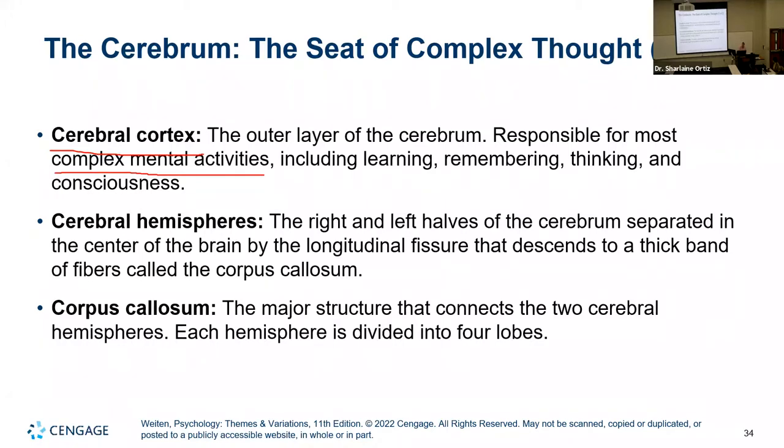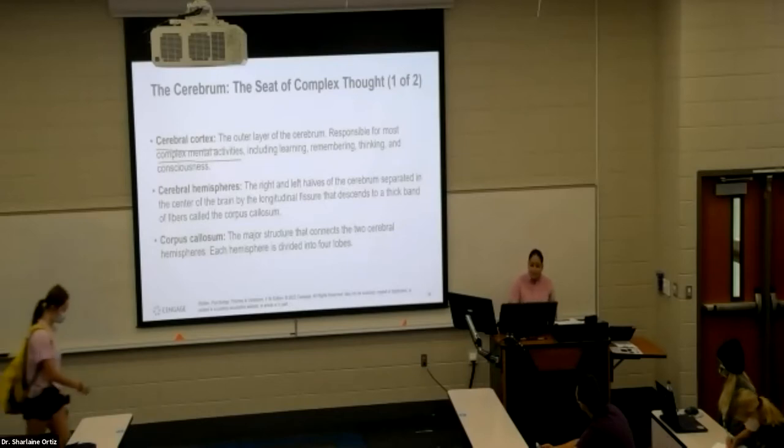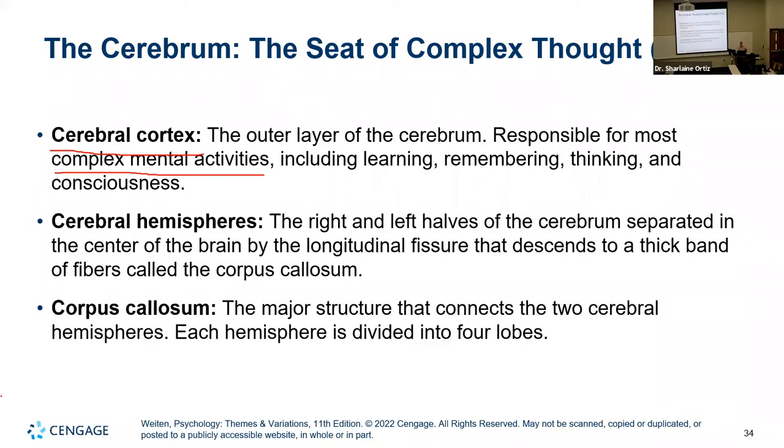And when we are talking about complex, I want you to think about aspects that are significant, very difficult to conduct. So for example, learning, remembering things, thinking, your consciousness, aspects that in our field we usually refer to as higher order functions, right? And higher order sounds important, right? So really complex aspects. So your cerebral cortex is that which is responsible for those higher order functions.